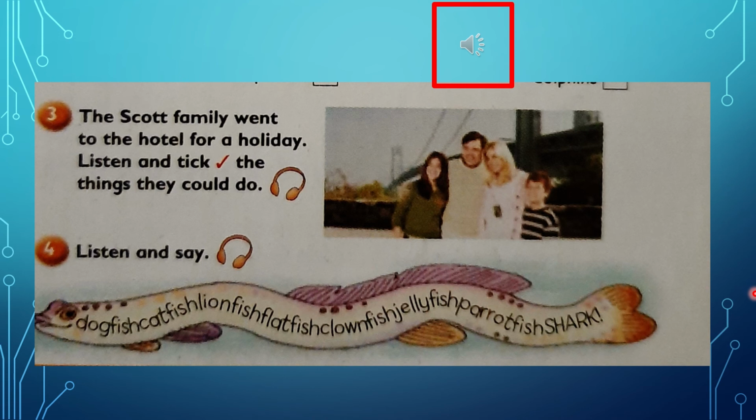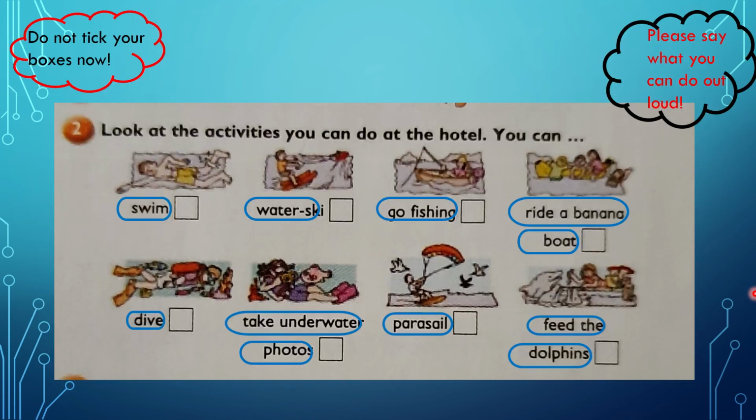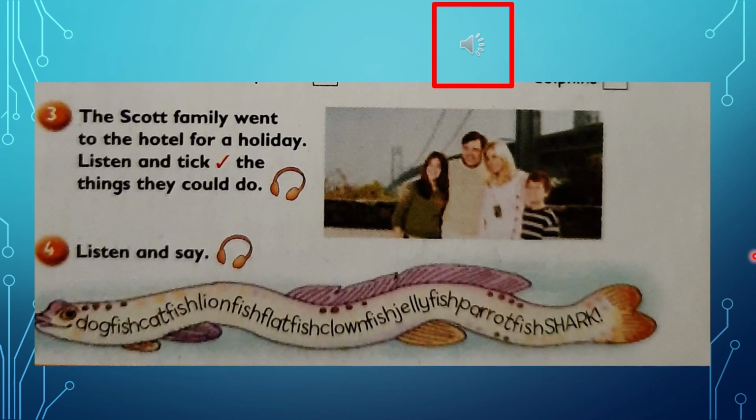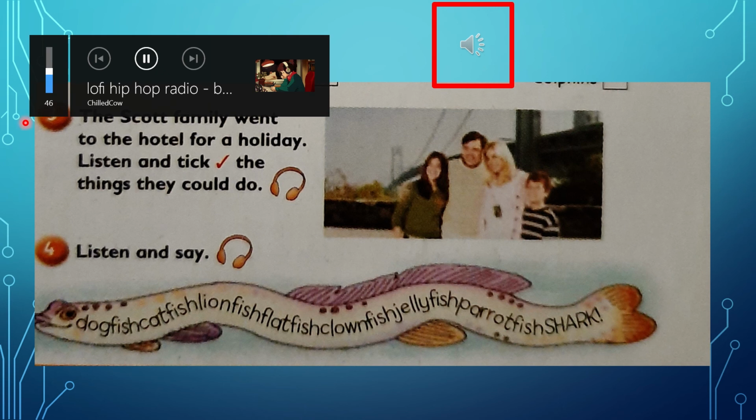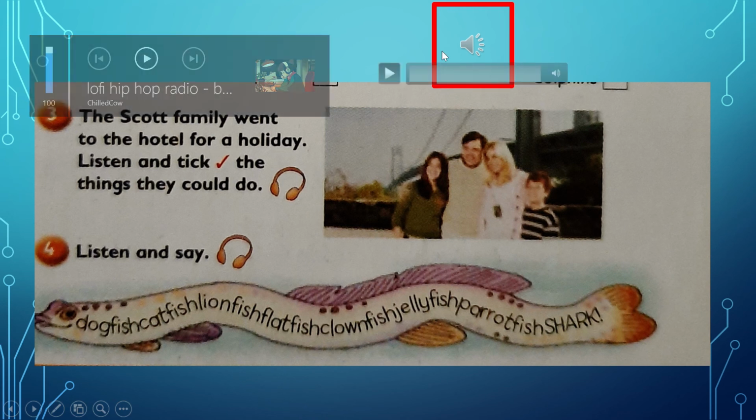For number 3, the Scott family went to the hotel for a holiday. Listen and tick the things they can do. We are going to listen and tick which of these things they can do. All right. Listen carefully, grade 3s.